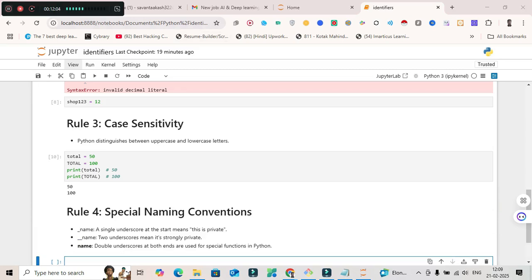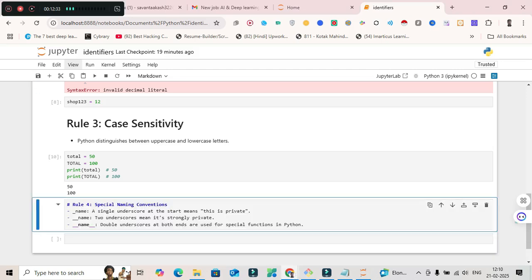Let's discuss the special naming conventions. Whenever you write a single underscore at the start of an identifier, it means this is private. Okay, underscore name. Two underscores means it is strongly private. Okay, so when you write underscore name underscore, it is shown as bold here, folks.